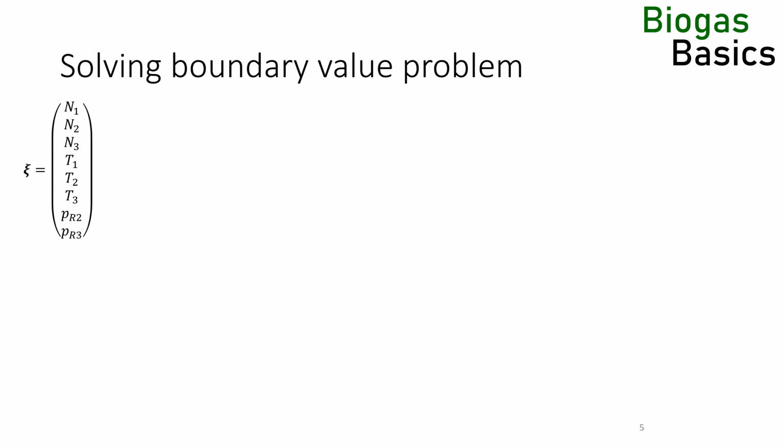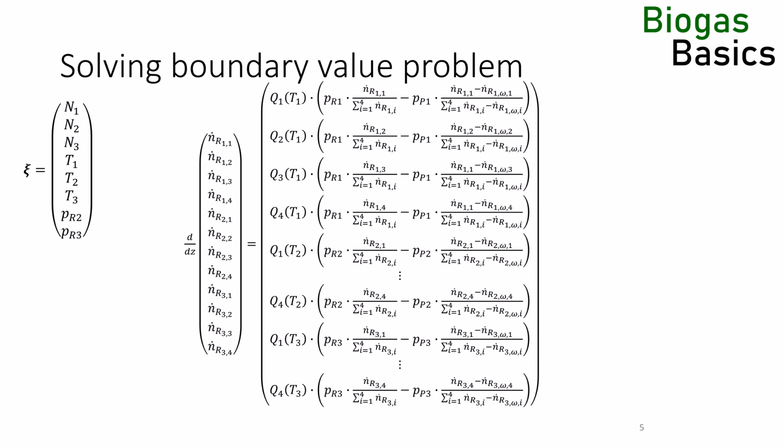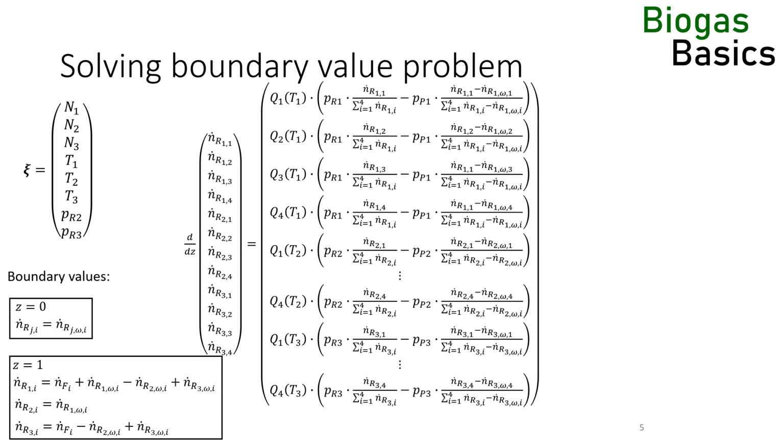The vector Xi comprises all independent variables. To calculate all flows in the membrane upgrader, we need to solve the 12 boundary value problems, 4 species in 3 stages. The boundary values are as follows. When Z equals 0, the retentate flow of species i is equal to the outlet retentate flow of species i, which is denoted by the index omega. When Z is 1, at the inlet of each stage, the boundary values are as follows.